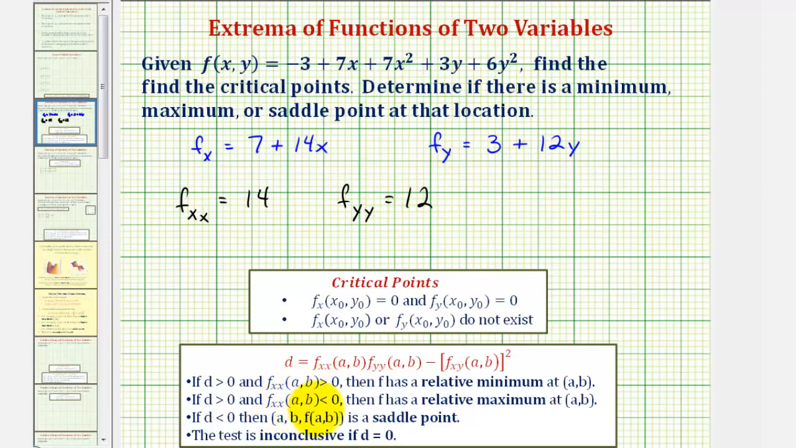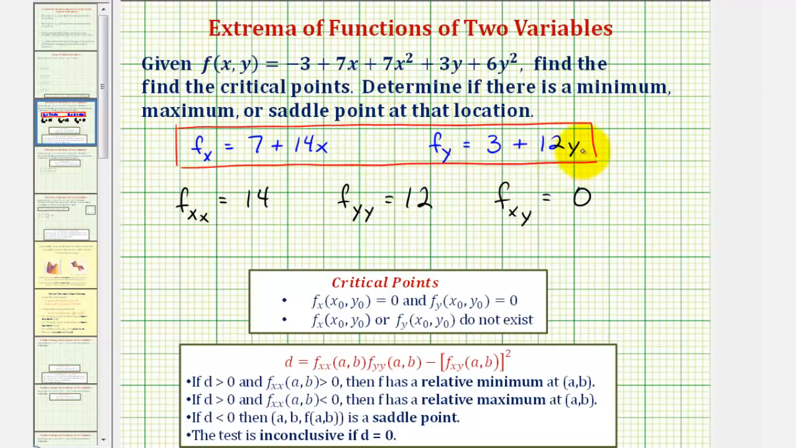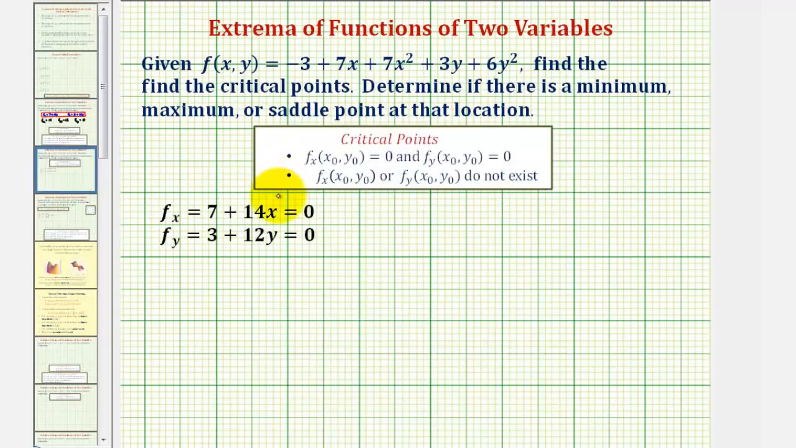We also need the mixed partial of f with respect to x and then y, so we'll differentiate this partial derivative now with respect to y, which would just be 0. So now to find the critical points, we'll set these two first-order partial derivatives equal to 0 and solve as if it was a system of equations. But notice when we do this, it's really not much of a system because we can easily solve this first equation for x and the second equation for y. And let's go ahead and do this to find the only critical point.